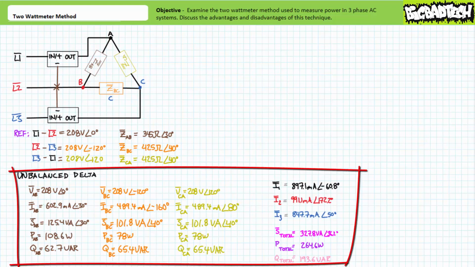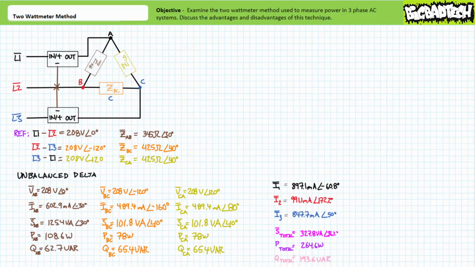If you recall, we obtained the following data during the 3-phase AC examples lecture for an unbalanced delta, where one impedance, ZAB, was modified to 345 ohms at an angle of 30 degrees, and impedances ZBC and ZCA remained 425 ohms at an angle of 40 degrees. Load current and power experienced by unmodified impedances ZBC and ZCA remained unaffected, whereas load current and power experienced by the modified impedance ZAB changed in comparison to our balanced delta.